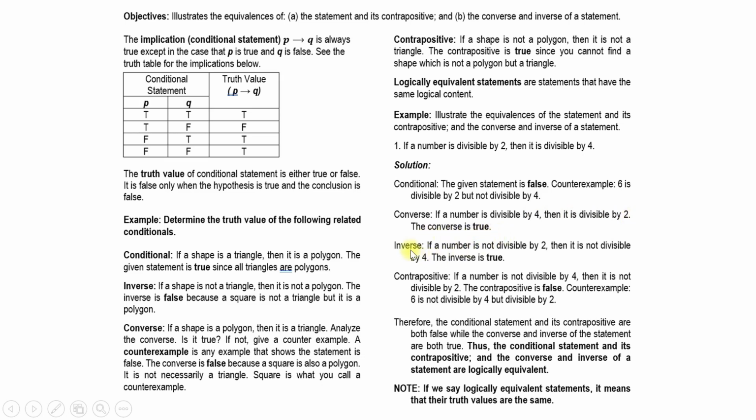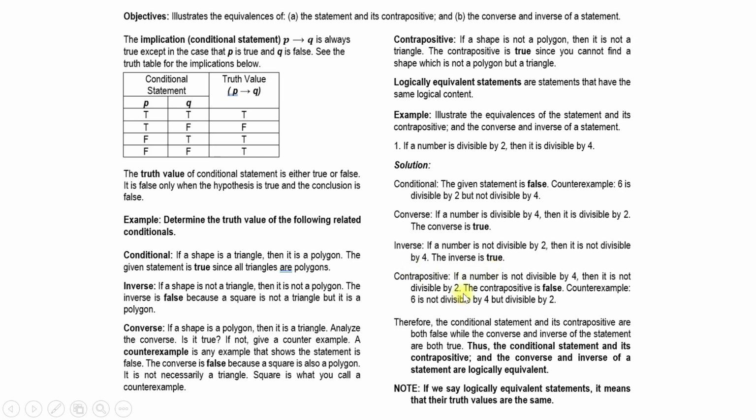Okay, how about its inverse? Let us take a look at the truth value of the inverse of the given conditional statement. If a number is not divisible by 2, then it is not divisible by 4. Okay, the inverse is true because if a number is not divisible by 2, then automatically it is also not divisible by 4, because we cannot find a number that is not divisible by 2 but divisible by 4. Again, the inverse of the conditional statement is true.